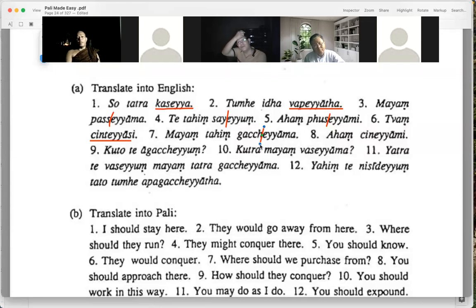So aham jiniyami. Actually ji, na, ruji. Ruji and the iyami. Jina. Jina means to collect, to heap up, to pile up, to put together something. Jina. So aham jiniyami, I should collect. I should collect.